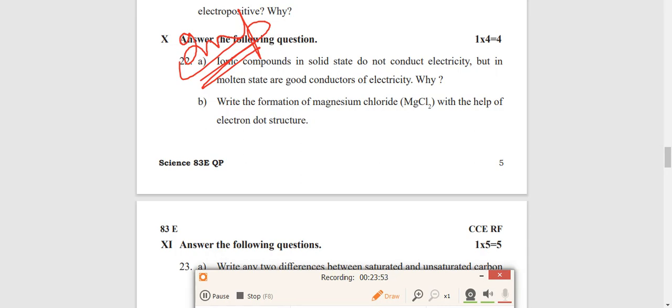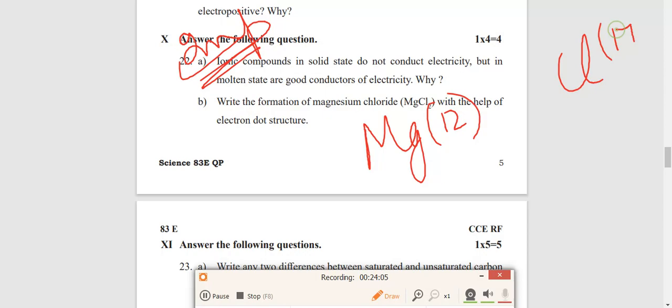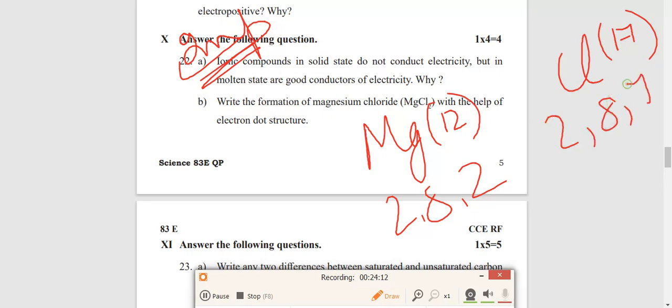The next part of the question is, write the formation of magnesium chloride with the help of electron dot structure. First of all, you have to write the electronic configuration of magnesium. The atomic number is 12, and the atomic number of chlorine is 17. Then you will write the electronic configuration 2, 8, 2, and for chlorine 2, 8, 7. So magnesium has 2 electrons in the outermost shell, and chlorine has 7 electrons in the outermost shell. On the basis of the valence shell electrons, you have to draw the electron dot structure of the compound magnesium chloride, MgCl2.